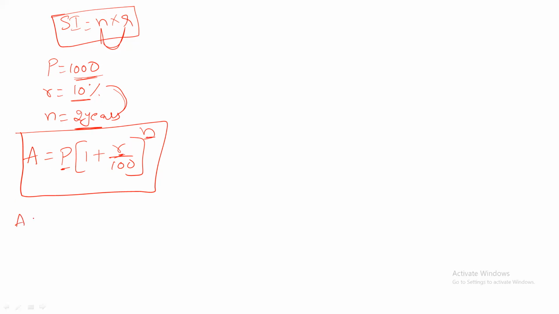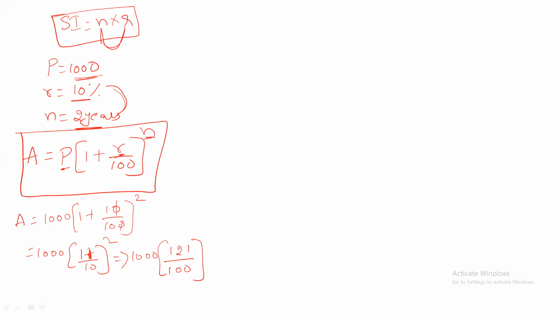Now we'll substitute the values and calculate. What is the principal amount? 1000 rupees into 1 plus 10 by 100 whole power, how many years? 2 years. Now 1000 into 1 plus, here the zeros get cancelled, so 1 by 10, which I can write directly as 11 by 10 whole square, correct? So what is 11 by 10 whole square? 1000 into 11 square is 121 and 10 square is 100. Two zeros get cancelled. What's the final answer? 121 into 10, so 1210.